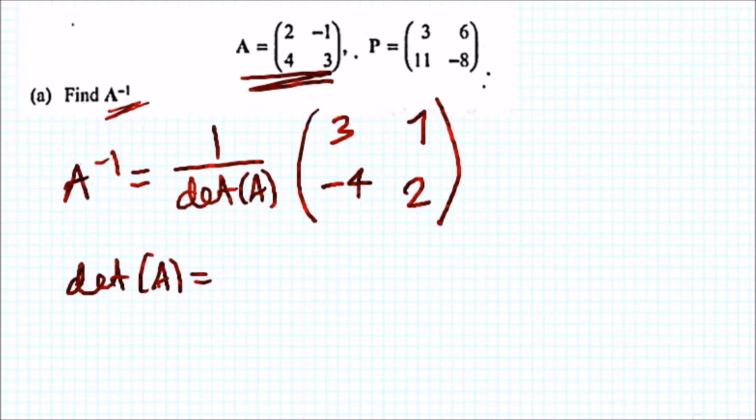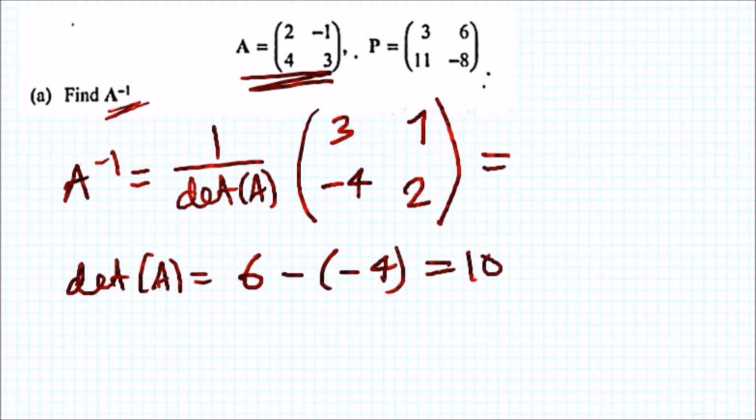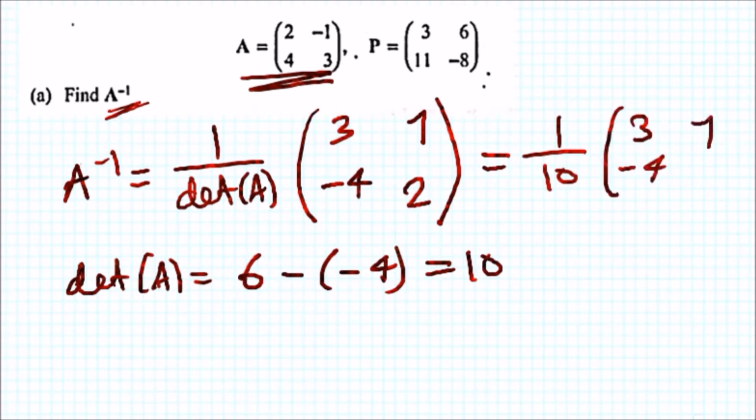So it'll be 2 times 3, which will give us 6, minus 1 times 4, which will give us a minus 4. And then combine these together, you should get a 10. So really the final solution will be 1 over 10 times 3, negative 4, 1, 2 as the 2 by 2 matrix. And I hope this video helps. So let's move on to part B.